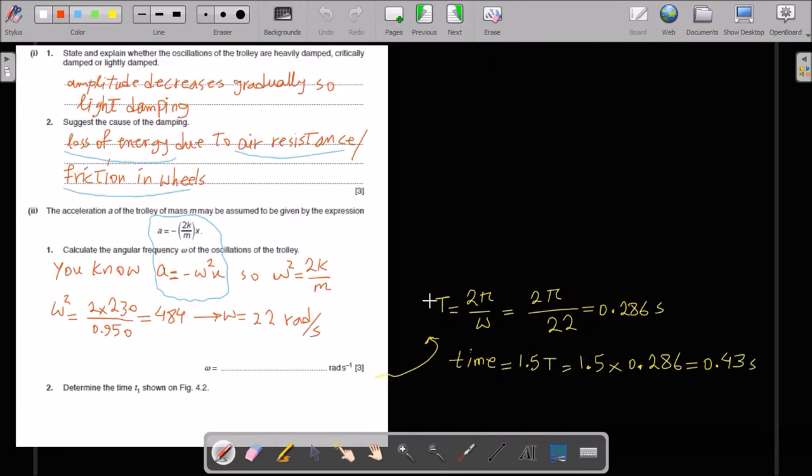So first of all, find the time period. Time period is 2 pi over omega, because you know that omega is equal to 2 pi over T. That's why T is equal to 2 pi over omega. So you can find T, and t1 is equal to 1.5 time periods, which is equal to 0.43 seconds.